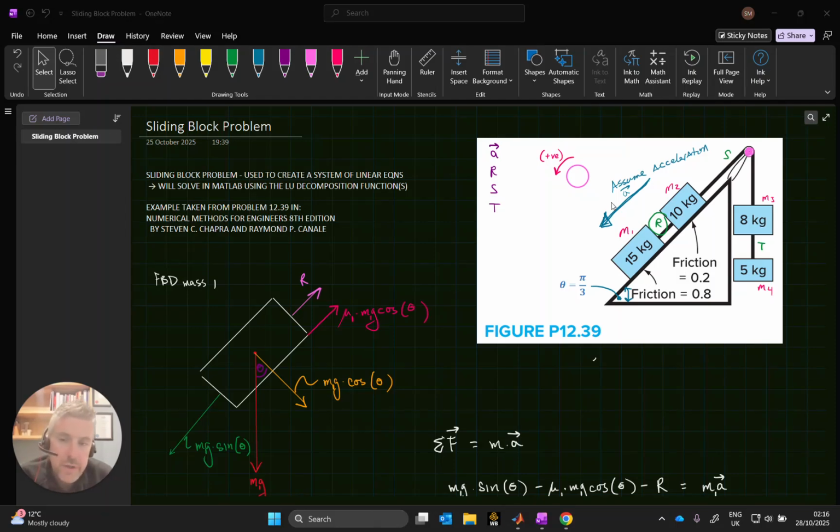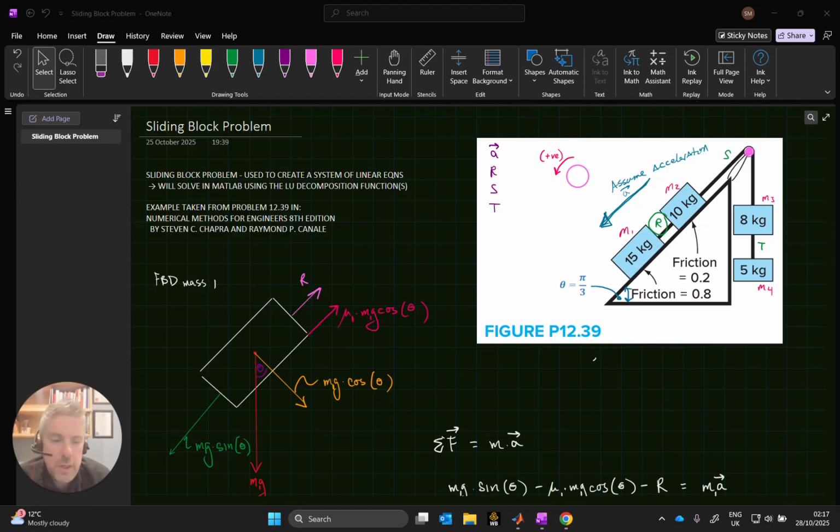Hello, in the last video we looked at problem 12.39 from Numerical Methods for Engineers, 8th edition, which you see here on the right hand side of the screen. Through the last video we set up the four equations that would help us to solve through LU decomposition. What we're going to look at in this video are the variables A, which is the acceleration in the system, R, which is the tension in this chord, S, the tension in this chord between mass 2 and 3, and T, the tension in chord 4.